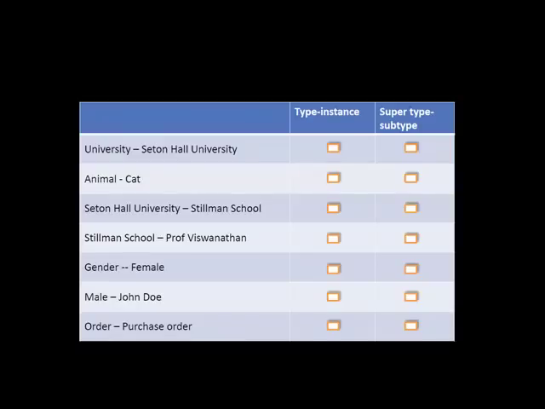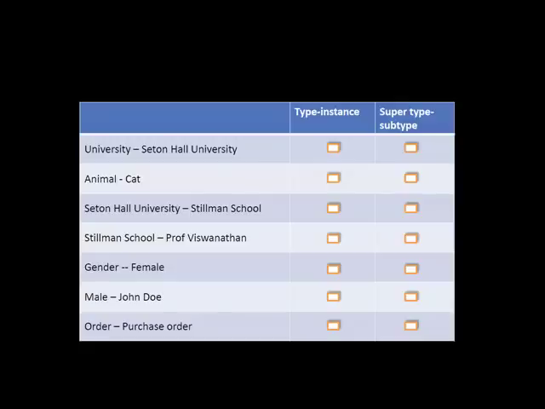situation here and try to see what kind of relationship it is. University, Seton Hall University, is that a type instance relationship or a supertype subtype relationship? It's a type instance, right? University is the type, Seton Hall University is an instance of university. It's not a subtype. Seton Hall University is not a type, it's just an instance. Okay? So that is clear. First one, the answer is type instance.